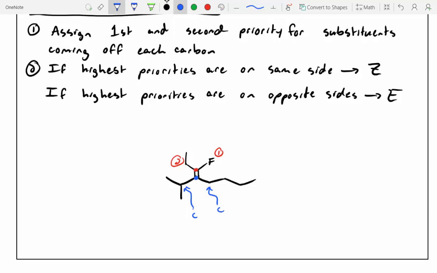That means we need to look at the next attached substituents. So if we look at this carbon over here, it's attached to 2 carbons and a hydrogen, whereas this carbon is attached to a carbon and 2 hydrogens. That means the isopropyl group on the left will receive higher priority simply because this carbon beats out this hydrogen. So let's go ahead and assign those priorities.